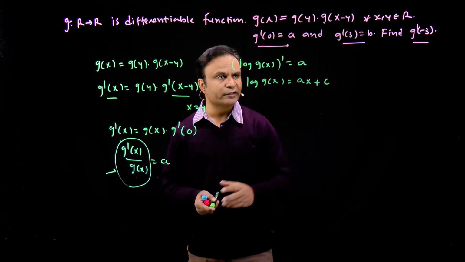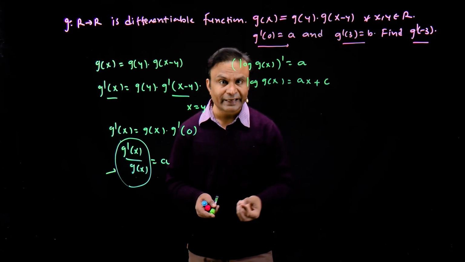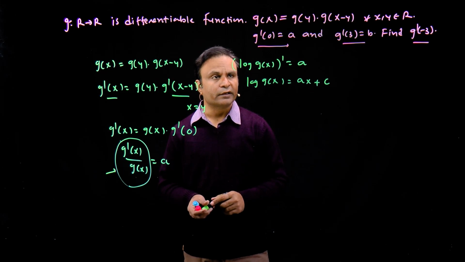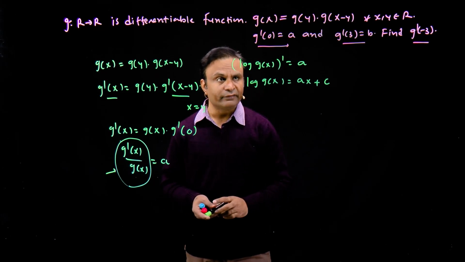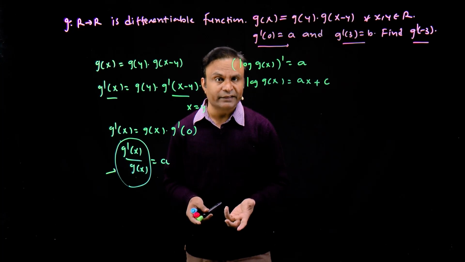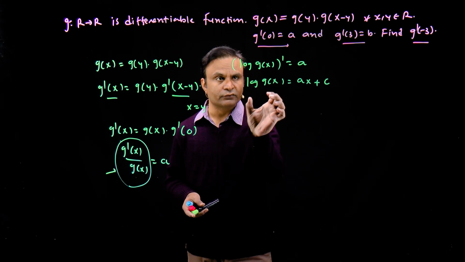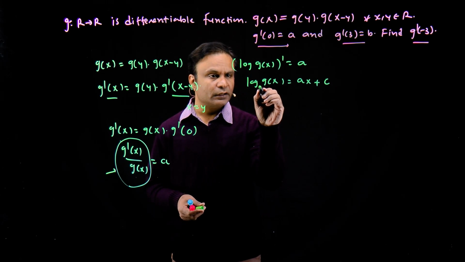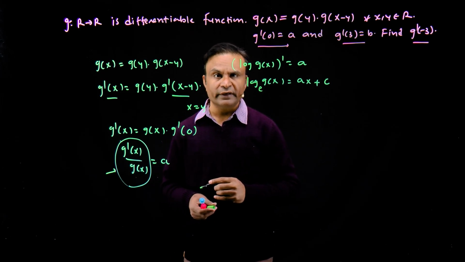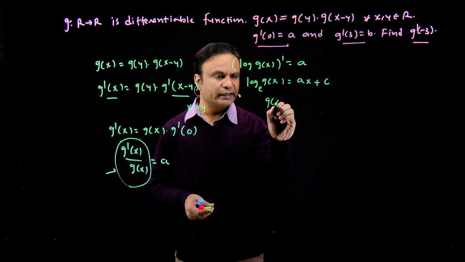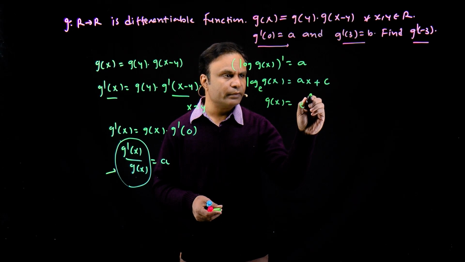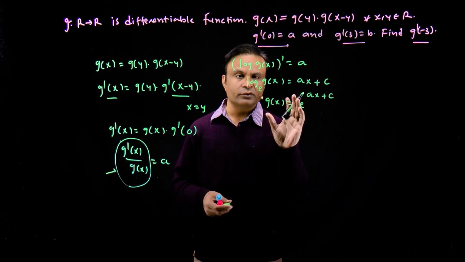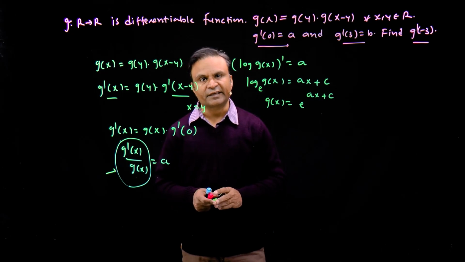We know some basic integration. The integration of a is ax plus c, where c is the constant of integration. And certainly if we have a derivative term and we integrate it, we get the function whose derivative is given. From this, okay, here the base of the logarithm is e. So from this I get g x is equal to e power ax plus c. Actually we got the function this time.